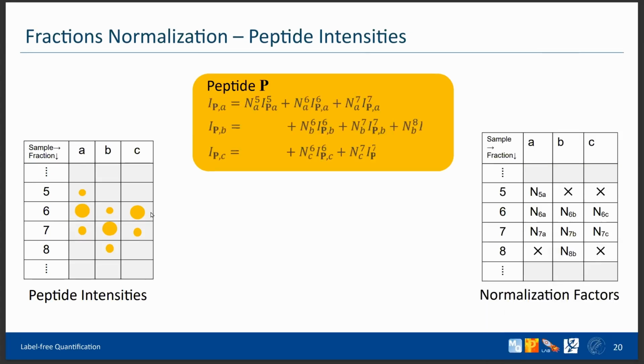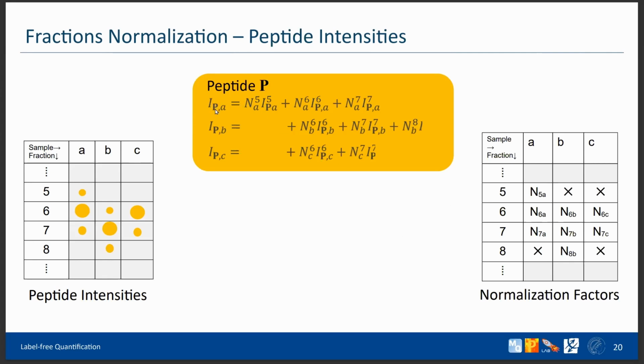The idea is that every single fraction should have a normalization factor, a number that will be multiplied by its intensity and will make all the intensities comparable together. So it will make these differences disappear. The best thing would be to have, for every fraction and every peptide, a different normalization factor. And we can see something like here, for example.